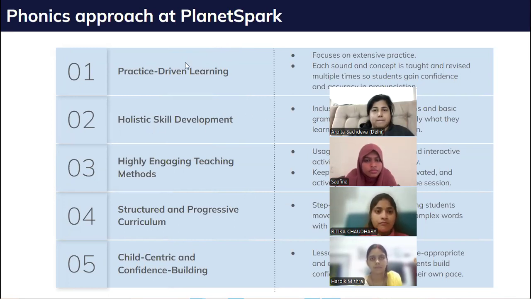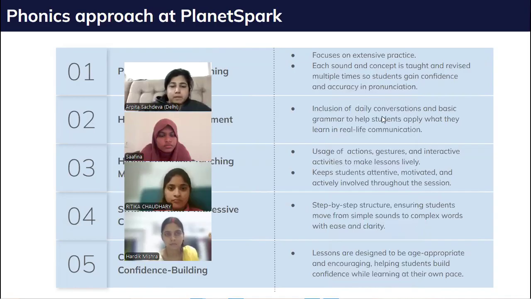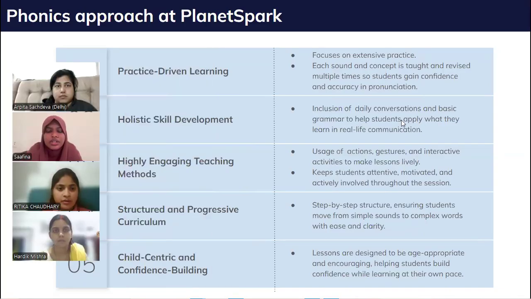Holistic skill development. What is the meaning of holistic skill development? I would request Safina to read it. What comes under holistic skill development? Holistic skill development: inclusion of daily conversations and basic grammar to help students apply what they learn in real-life communication. So we are not just going to teach them the sounds, we are also going to tell them how to use it in their day-to-day or real-life communication skills.